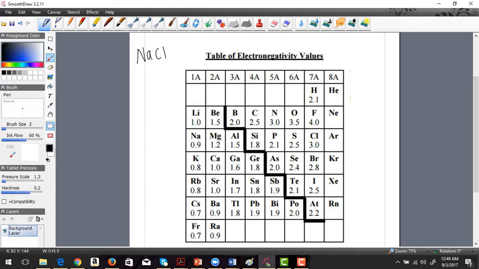In the polar covalent, like I said, it's more of a 60-40 split. It's not equally shared. But in an ionic, it's more like 100-0. So you probably also guessed how the charges would look. For sodium, it's 0.9 and chlorine is 3.0, right? So if you take the electronegativity difference, you subtract the smaller value from the larger value, so it's 2.1, which is in the 1.7 and above range, right? So it's clearly ionic, right?